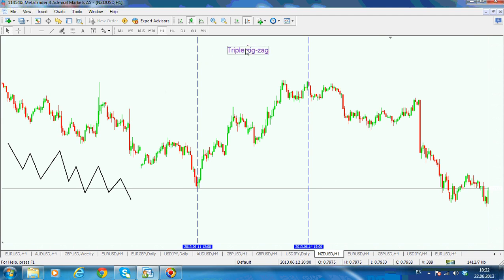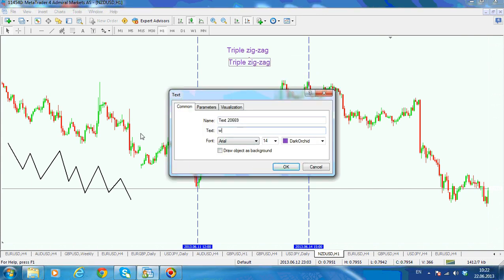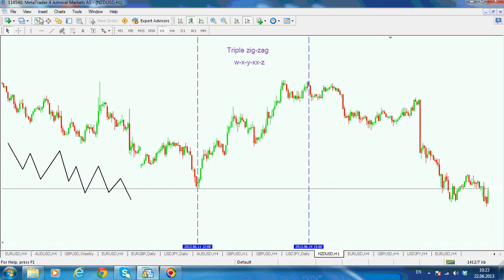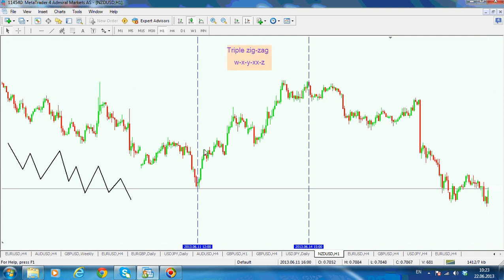And it comes in the form of W, X, Y, XX, and Z. Now this is how a triple zigzag should be labeled, and the difference between a triple zigzag and a double zigzag is that we have yet another zigzag on top of the previous two. So this should be labeled something like this.